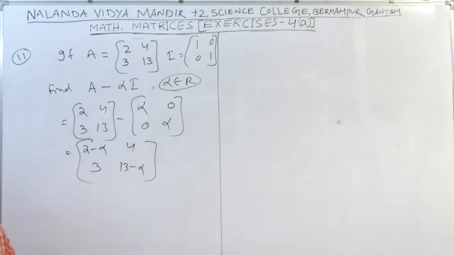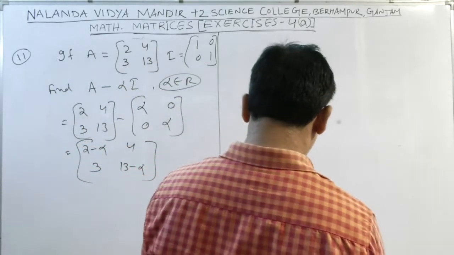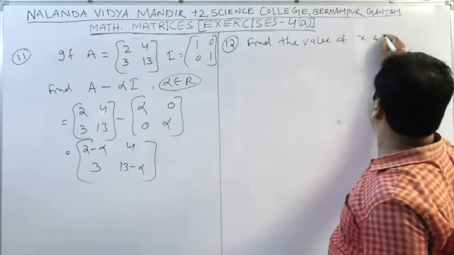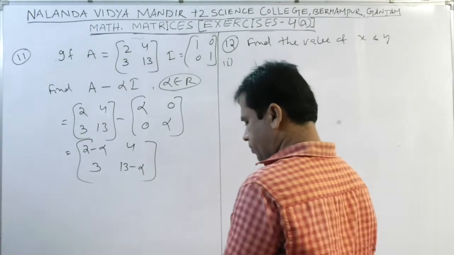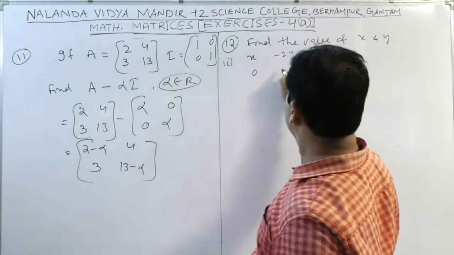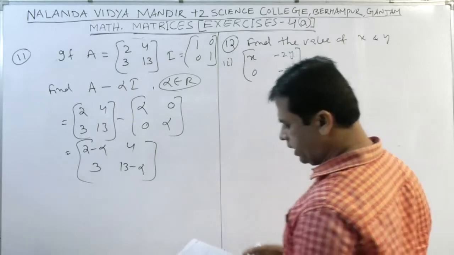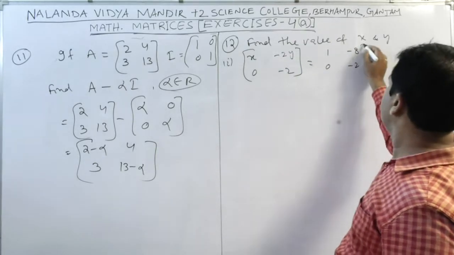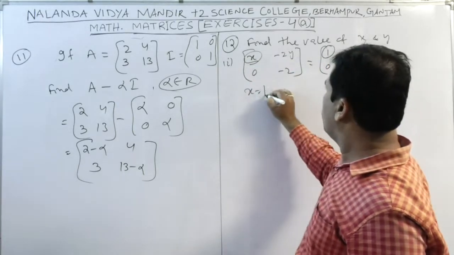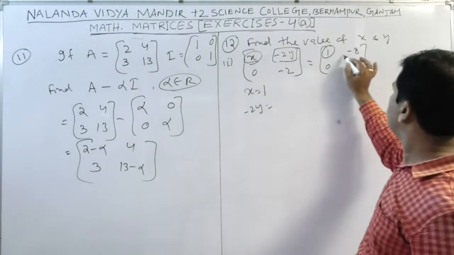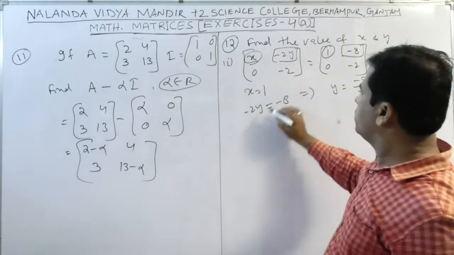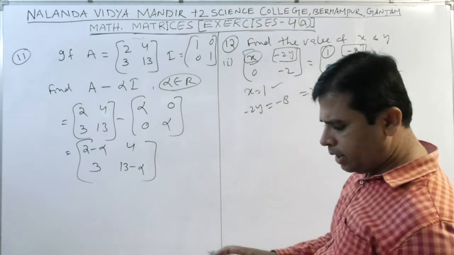Now question 12. Find the values of x and y. Here is a matrix x, minus 2y, 0, minus 2, and another matrix 1, minus 8, 0, minus 2. If two matrices are equal, then corresponding elements are equal. Therefore x is equal to 1, and minus 2y is equal to minus 8. This implies y is equal to minus 8 by minus 2, which is 4. Therefore, x is equal to 1 and y is equal to 4. In the same way, we can find all the matrices.